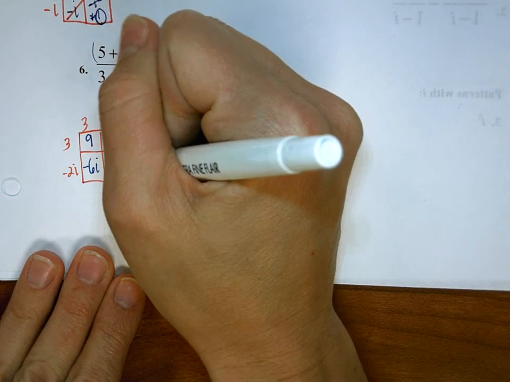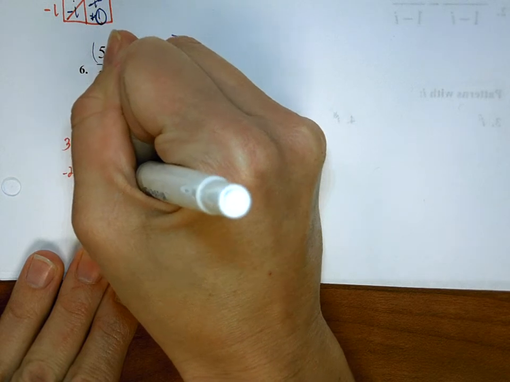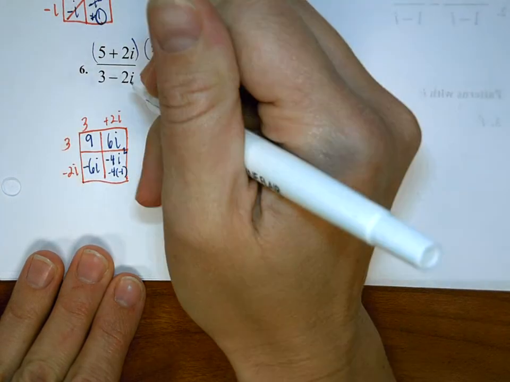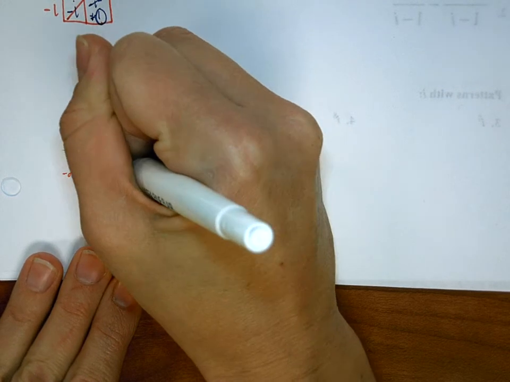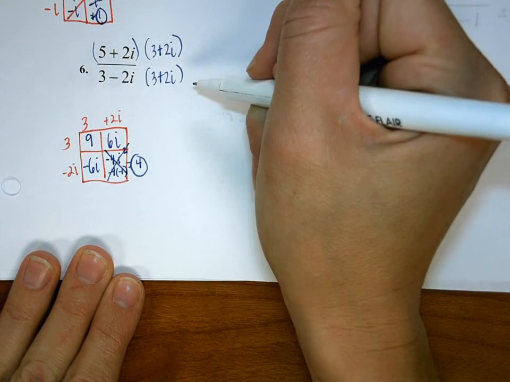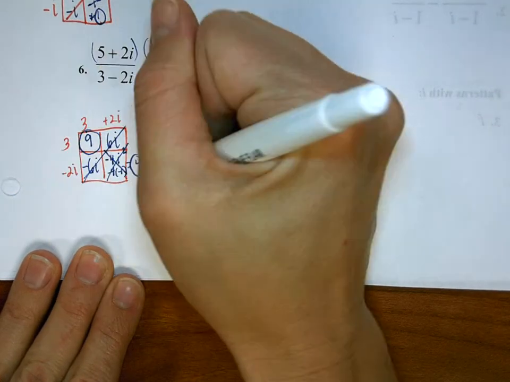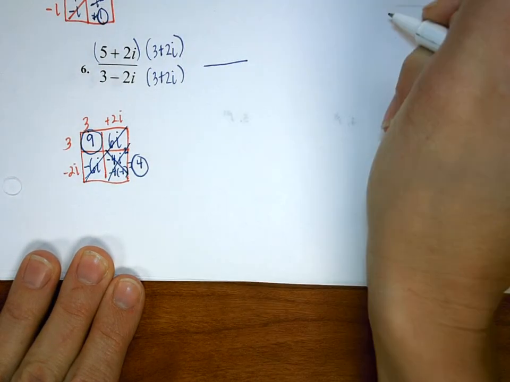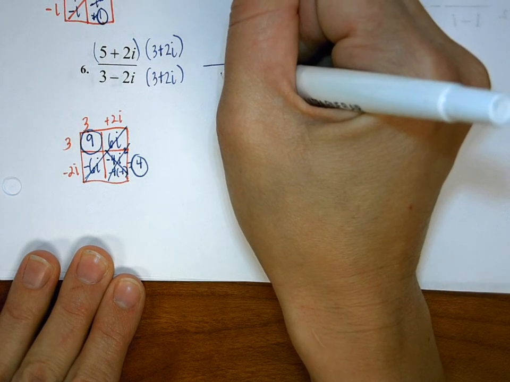But what does i squared represent? So this means I really have negative 4 times negative 1, which makes a positive 4. So I'm going to circle this positive 4 and cross this out. What happens with the 6i and the negative 6i? Cancel out. So I have a 9 and a 4, which makes what in my denominator? We add them. 13.